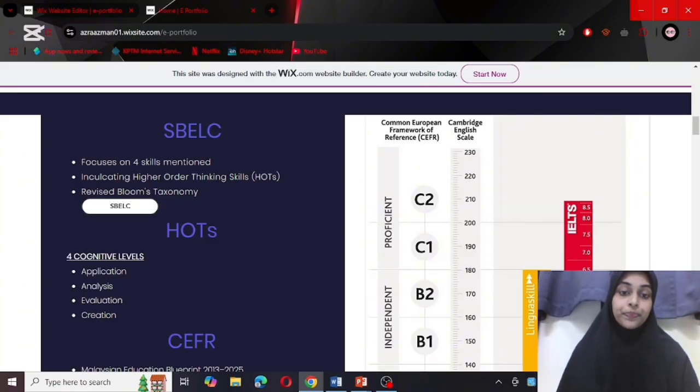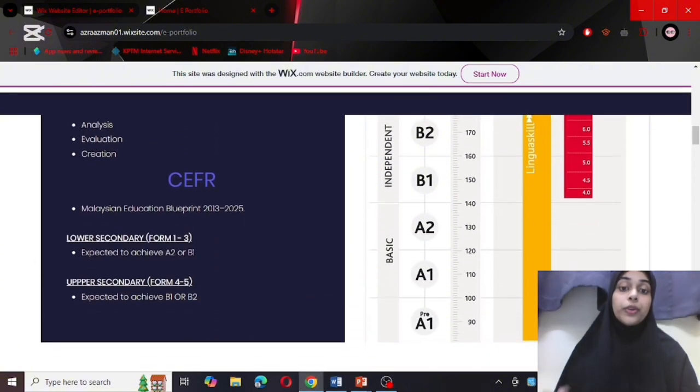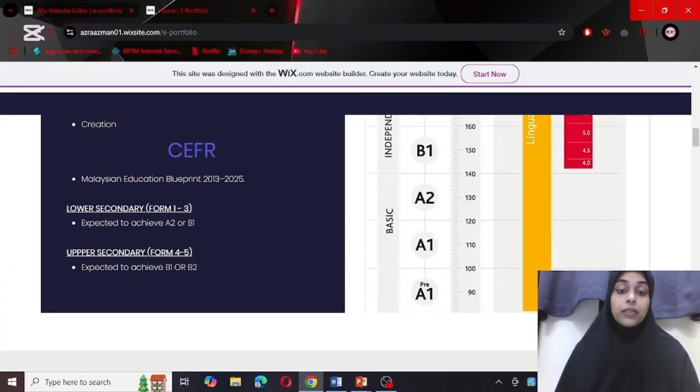This curriculum also aligns with the CEFR, or Common European Framework of Reference for Languages, which is an international standard for measuring language skills. In Malaysia, this alignment is part of the education blueprint. For example, for lower secondary, Form 1 until Form 3, the students are expected to achieve around A2 or B1 level. And for upper secondary, we help them reach level B1 or B2.